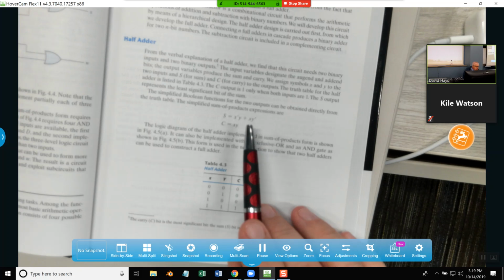And then X Y prime. I'll take this one and multiply it times this one. 0 times 1 is 0. 0 times 0 is 0. 1 times 1 is 1. 1 times 0 is 0.